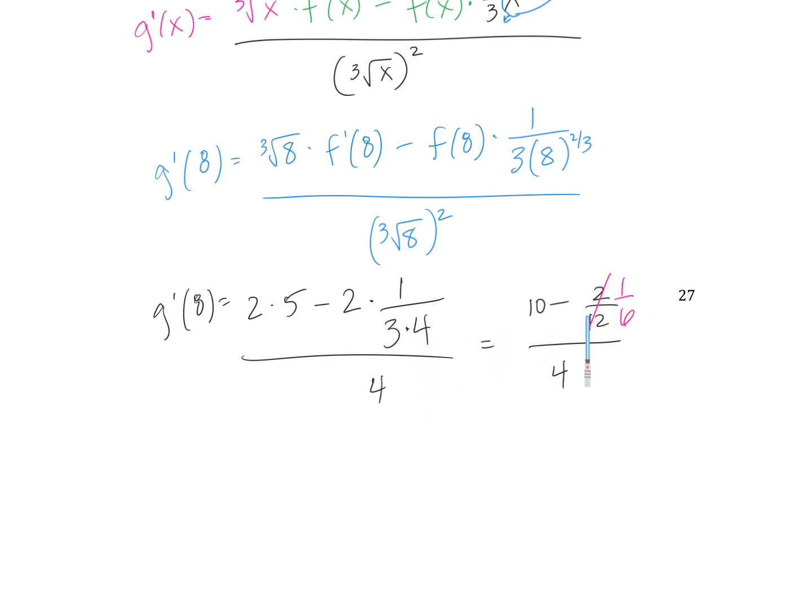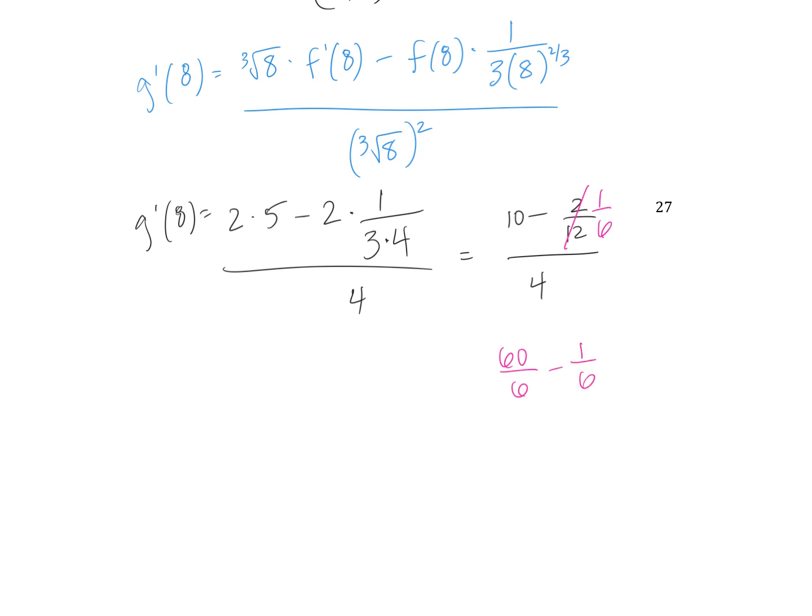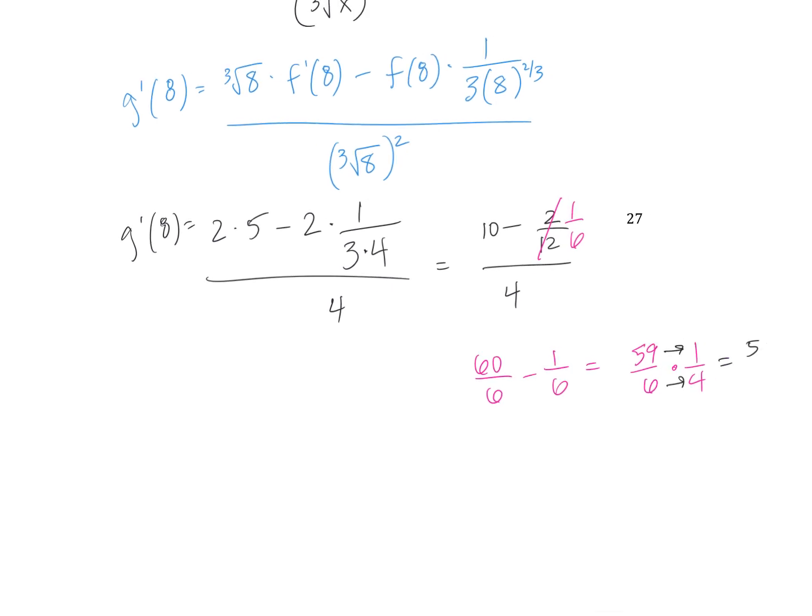10 minus 1/6, common denominators. 10 would be the same as what sixths? 60/6. 60/6 minus 1/6 is going to get me 59/6 divided by 4, which is the same as 59/6 times 1/4. Multiply straight across. 59/24.